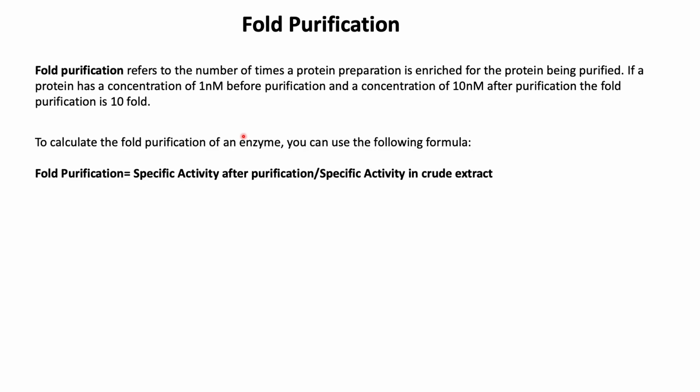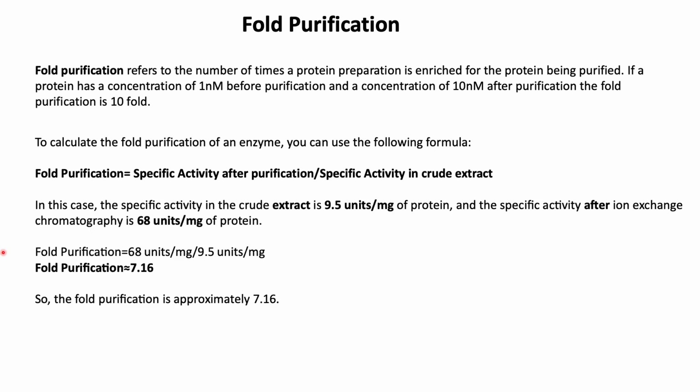So to calculate the fold purification of an enzyme, we can use the formula: specific activity after purification divided by specific activity in the crude extract before purification. So in our question, the specific activity of the extract, which is before purification, is 9.5 units per milligram of protein, and the specific activity after ion exchange chromatography purification is 68 units per milligram of the protein.